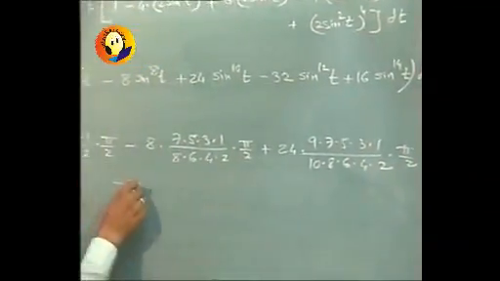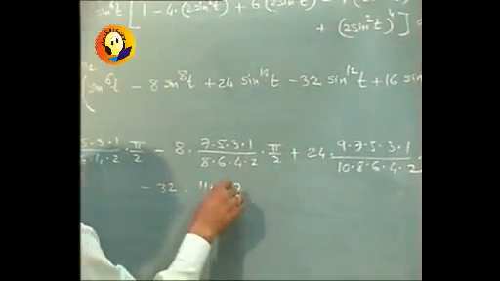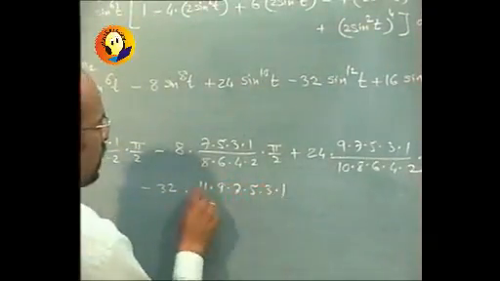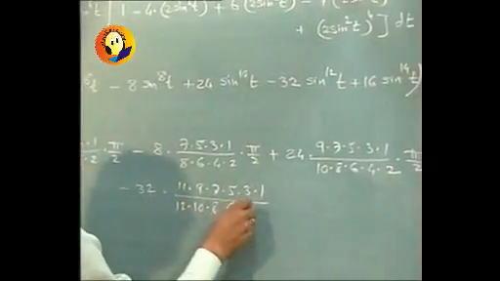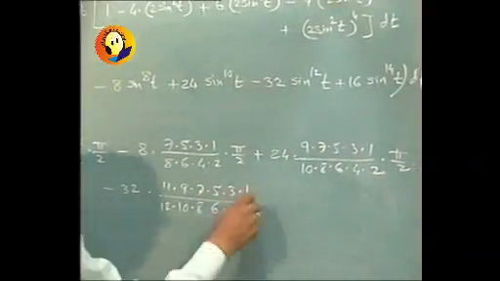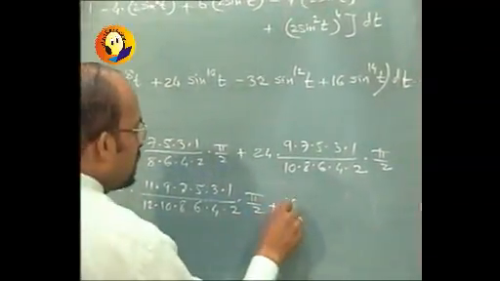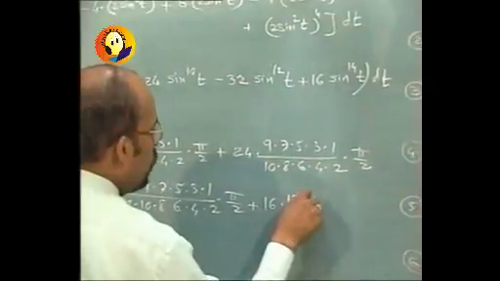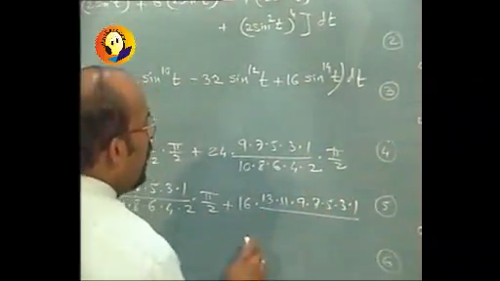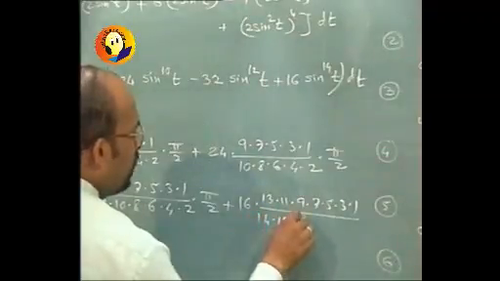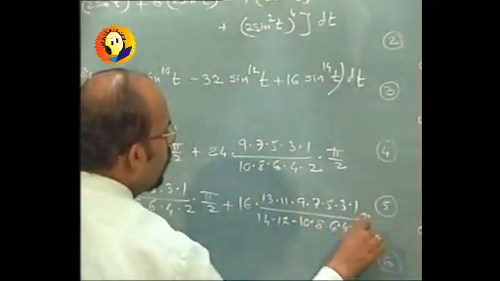minus 32 into 11·9·7·5·3·1 divided by, it is 12·10·8·6·4·2 into π/2. And the last one will be plus 16 into 13·11·9·7·5·3·1 divided by 14·12·10·8·6·4·2 into π/2.